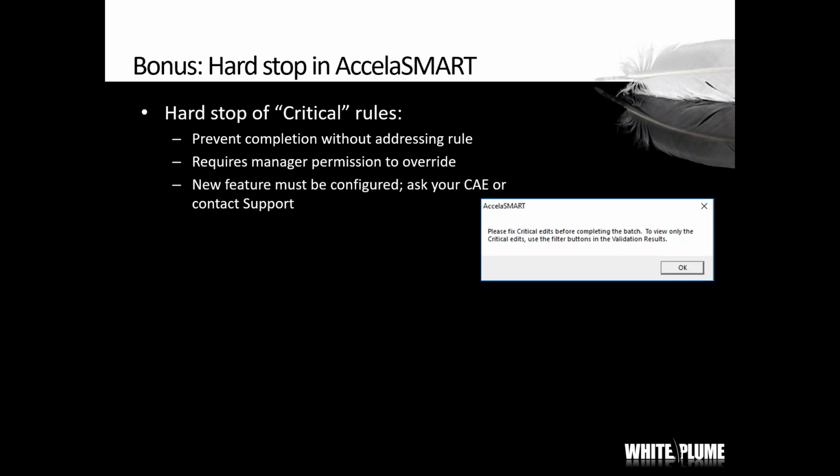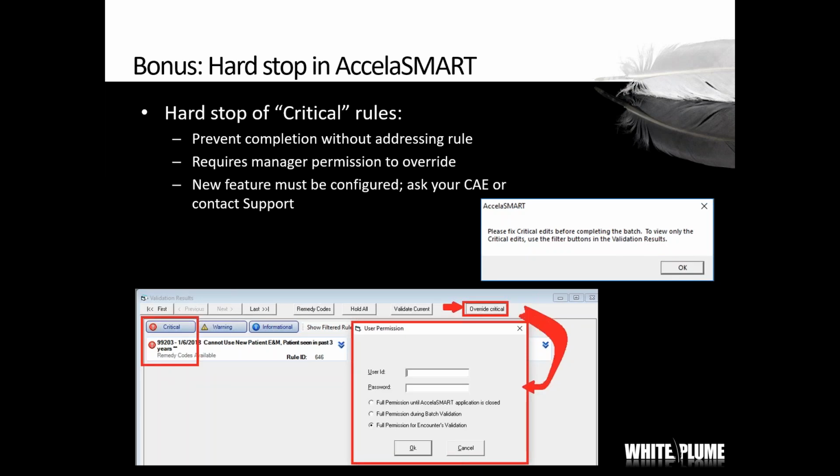Further, if you need to allow for an override, a manager can use their own credentials to override the rule. Think of this as the self-checkout at a grocery store. If you do something wrong, then you have to wait for an employee to come over, log in, and override the issue. It's a very similar process here. The manager will have to use their credentials and decide whether they want it to be just for this validation, for the whole batch, or for the whole session in ExcellaSmart. That means until they exit out of ExcellaSmart, they would still be able to override that critical edit.